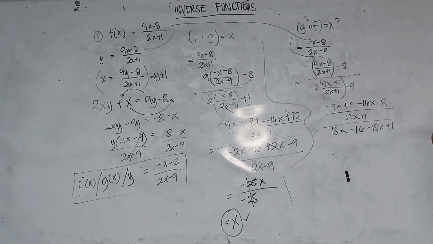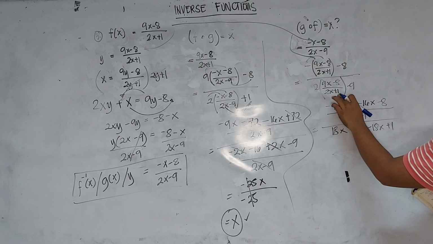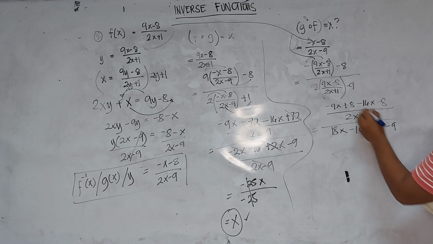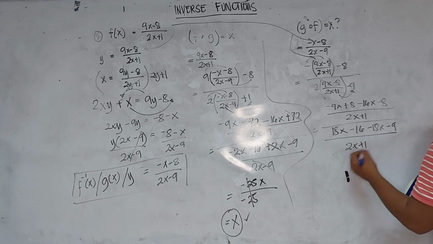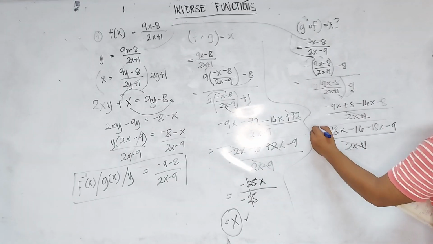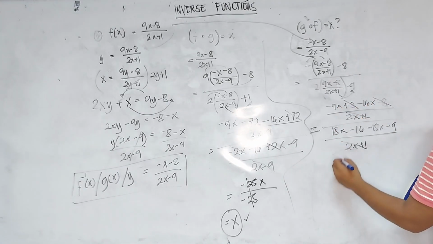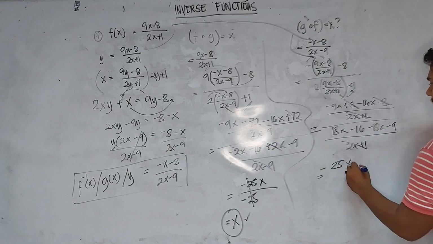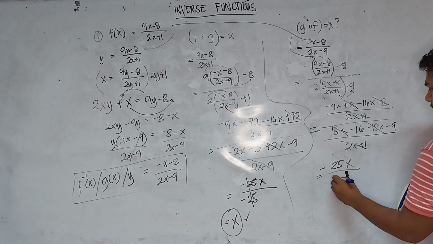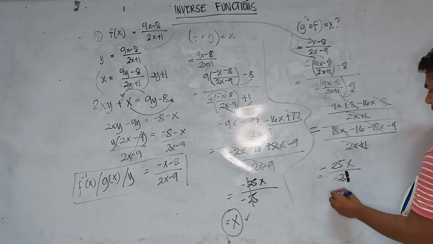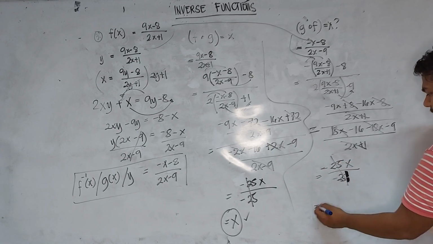Let's see if what we did is correct, guys. Minus 9. Minus 18x minus 9, over 2x plus 1. Cancel. Combine like terms. This becomes 8 minus 8, 0. Negative 9x minus 16x, negative 25x. 18x minus 18x, 0. Negative 16 minus negative 9, negative 25. Negative 25x divided by negative 25, the answer is x.